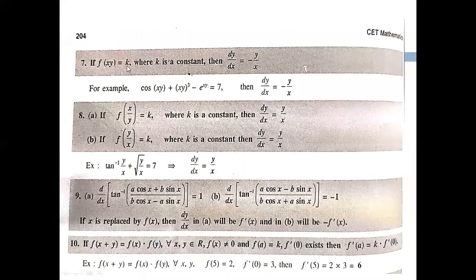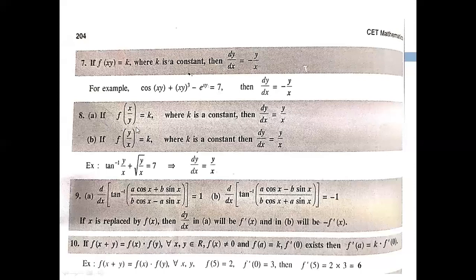Seventh one: if f of xy is equal to k, where k is constant, then dy by dx will always be minus y by x. For example, the given function is like this: cos of xy plus (xy) whole cube minus e power xy. All the function in xy only. Cos of xy plus (xy) whole cube minus e power xy is equal to 7. Okay, here 7 is constant. Then dy by dx will be always minus y by x. Remember.